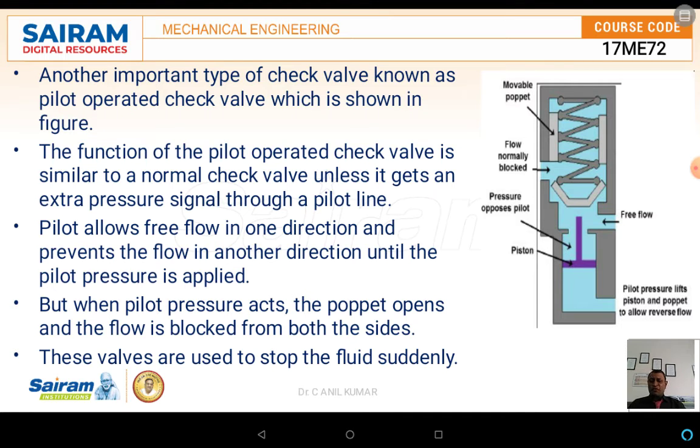The pilot allows the free flow in one direction and prevents the flow in the other direction until the pilot pressure is applied. This is the mechanism, especially in the case of the check valve, whether it is a pilot operated check valve, a restricted type of check valve, or a normal simple check valve. The flow is in only one direction, but it is restricted in the other direction. In the case of the pilot pressure, it acts on the poppet to open, and the flow is blocked from both sides. These are some examples of the different types of check valves.